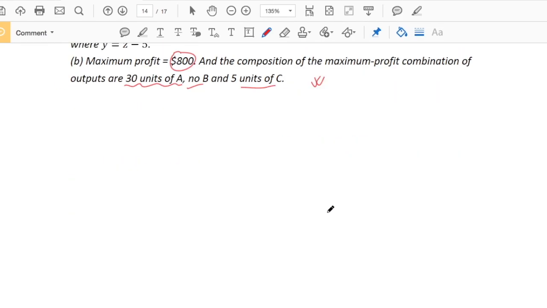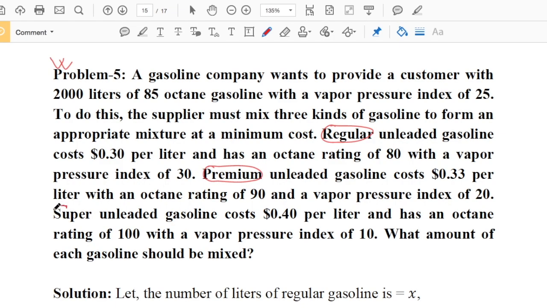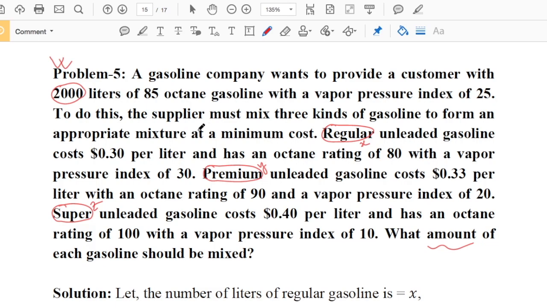This is the result. And the last one in this lecture is this problem. Let us read the problem first. There are 3 types of gasoline: regular gasoline, premium gasoline, and super gasoline. And the company wants to make a mixture of 2000 liters. The question is, what amount of each gasoline should be in the mixture? Let's say the regular one will be x liters, premium one y liters, and super one z liters. Note that the cost should be minimum.